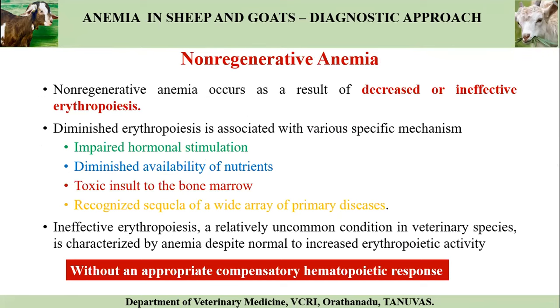So up to this point, we have seen the causes of regenerative anemia in sheep and goats under the classification based on etiology. Next, we are moving to non-regenerative anemia.